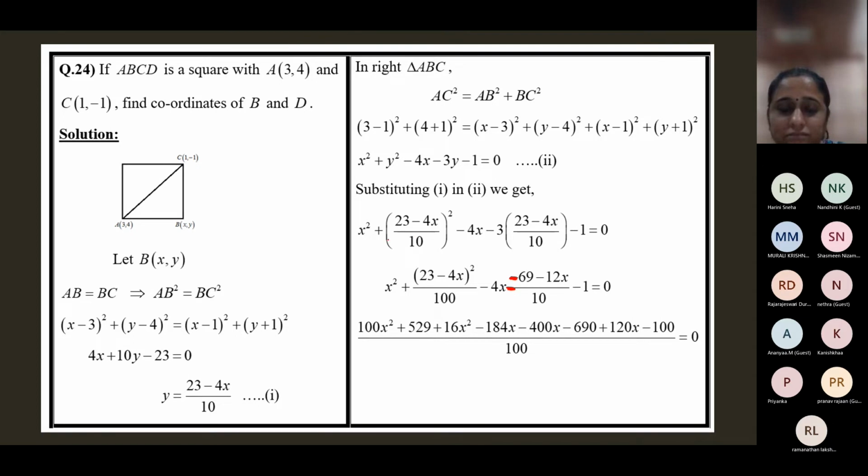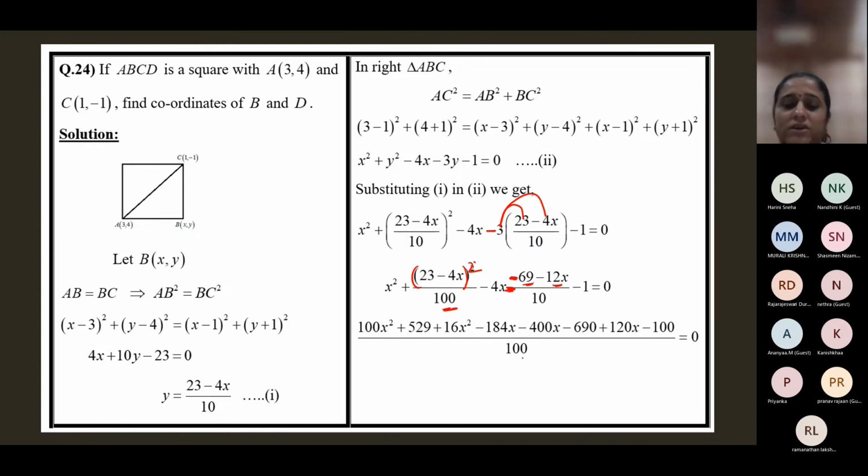So this part, children, (23 minus 4x) by 10 the whole square. So this is (23 minus 4x) the whole square by 10 square, which is 100. See here, I have squared the numerator and squared the denominator. 10 square is 100. And here 3 into 23 is 69. And 3 into minus 4x is minus 12x. That minus sign is outside here. By 10 minus 1 is equal to 0.